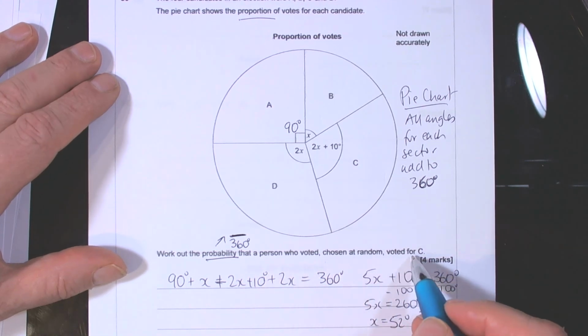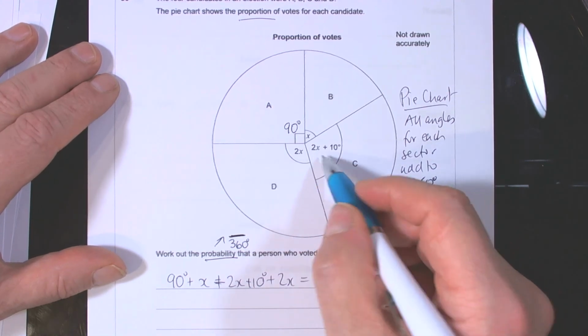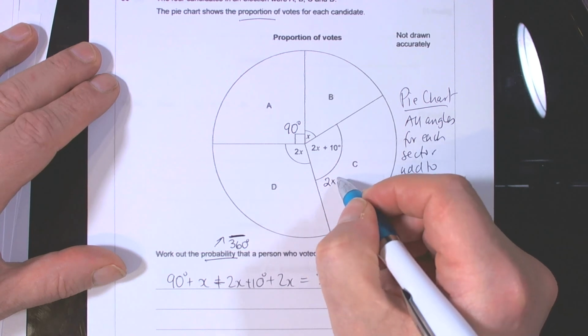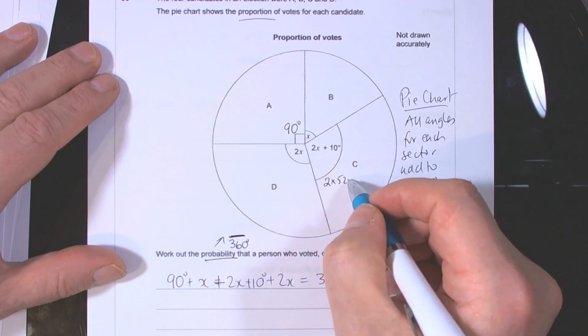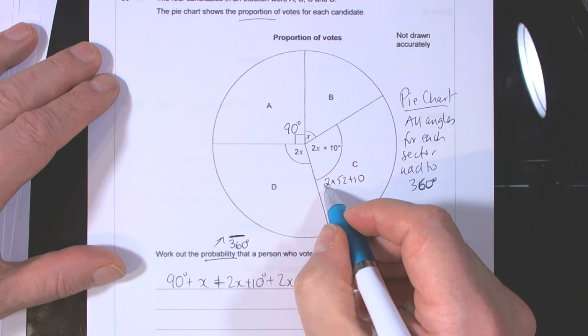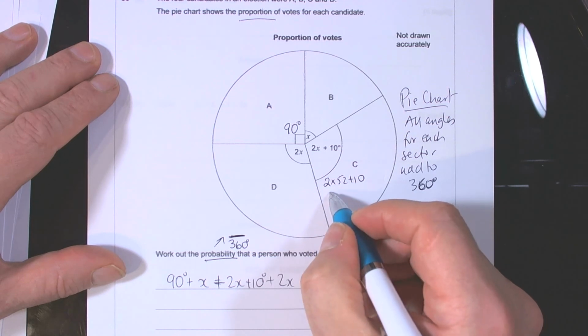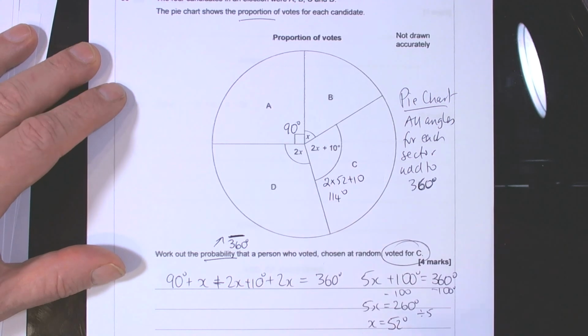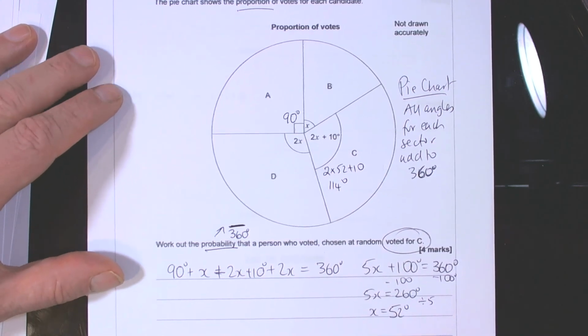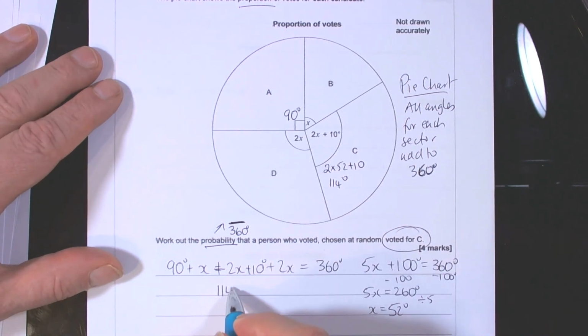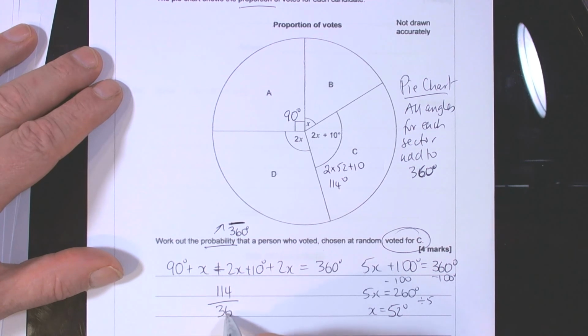Now it wanted the c, so when I go back in here, I know the x was 52 degrees, so it'll be 2 times 52 plus 10. BIDMAS says I do the multiplication first, so that's going to be 104 plus 10, 114 degrees. So our probability then is going to be 114 out of 360 degrees.